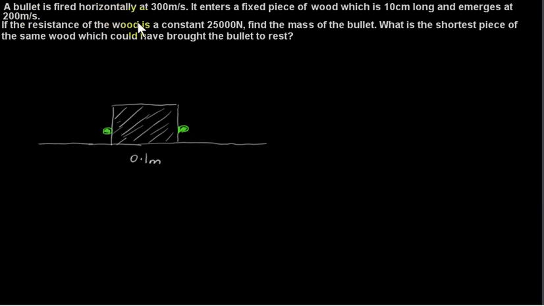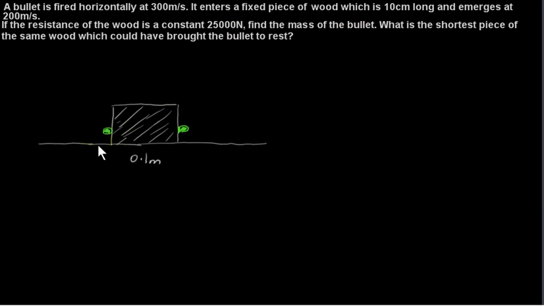A bullet is fired horizontally at 300 meters per second. It enters a fixed piece of wood which is 10 centimeters long and emerges at 200 meters per second. If the resistance of the wood is a constant 25,000 newtons, find the mass of the bullet.